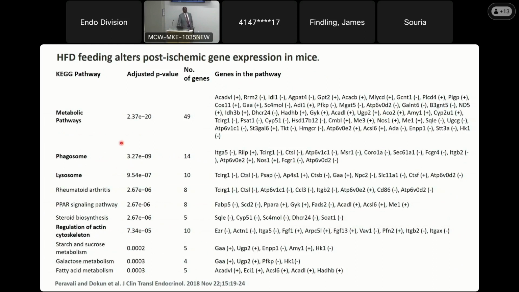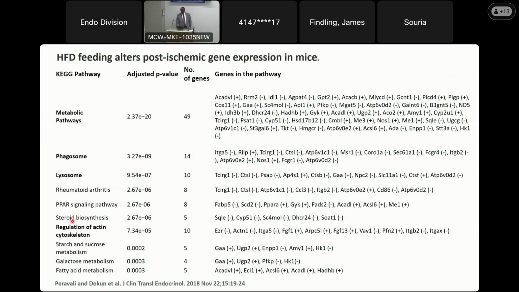But when we ask the question, what pathways are affected, some were predictable. So metabolic pathways were affected. Genes involved in metabolic pathways were affected. But some were surprising, at least to me. Phagosomes and lysosomes, and then regulation of actin cytoskeleton. These are not pathways that I ordinarily would have predicted would be associated with impaired post-ischemic adaptation, which sort of gives you a sense of the value of this sort of forest view of the system of changes in gene expression.